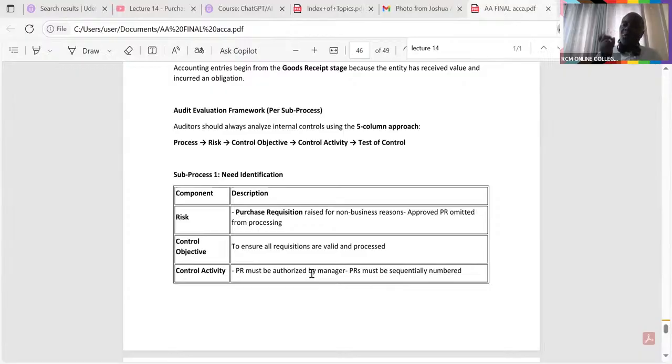Remember, ladies and gentlemen, for control purposes, the more signatures you have on documents, the better, because it means that you have various layers of high-level review. You have high review procedures, which is very good. So the control objective is to ensure that all requisitions are valid and processed. Control activity: the purchase requisition must be authorized by a manager. Purchase requisitions must be sequentially pre-numbered.